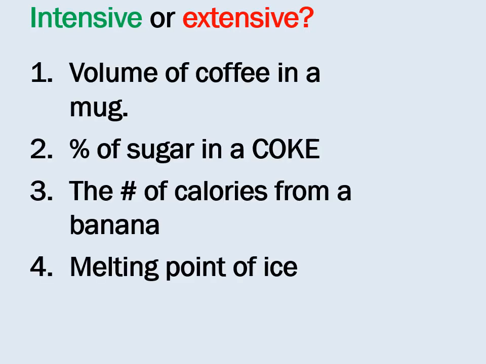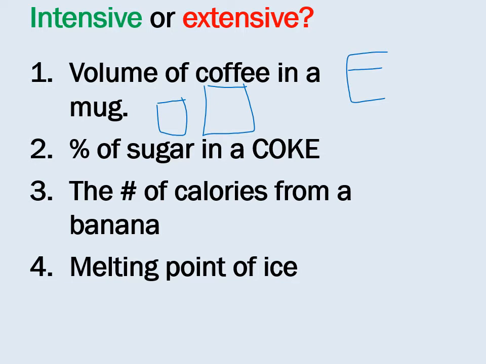And so we're going to go through some examples and try to decide if these physical properties are intensive or extensive. So the first one, volume of coffee in a mug. Well, let's think about it. I could have a really small mug, like a tall at Starbucks, or I could get a grande. Are they going to have different volumes of coffee? Yes, they will. So that's an extensive property.